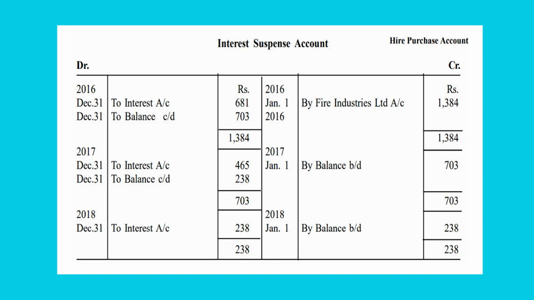So this will be brought forward in the beginning of the second year. By balance brought down 703. So here to interest, second year interest 465. So to balance carried down, balancing figure 238, total 703. This will be again brought forward in the beginning of the third year. By balance brought forward 238. This is the amount of interest for the third year, to interest account 238. So interest account is automatically closed.